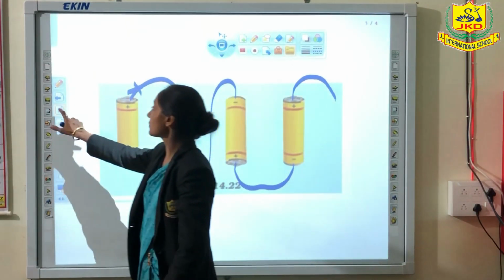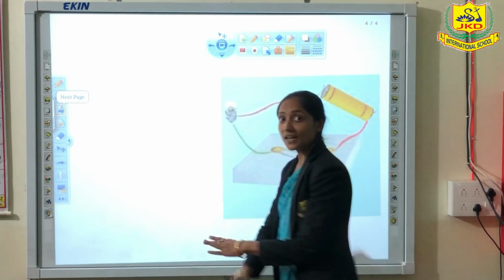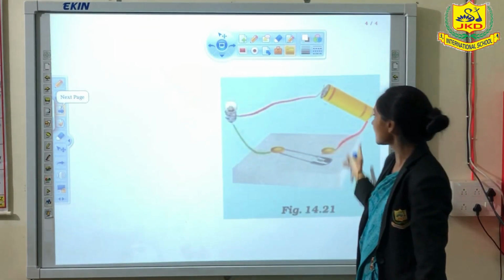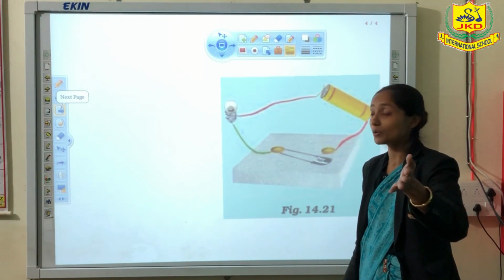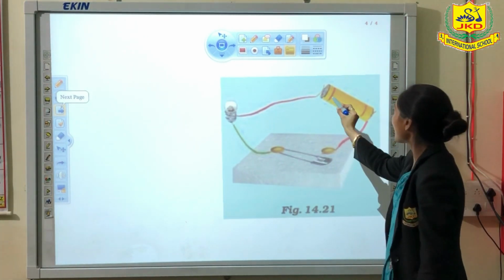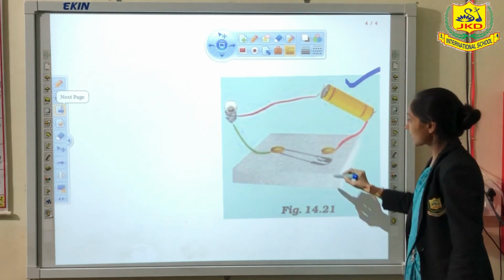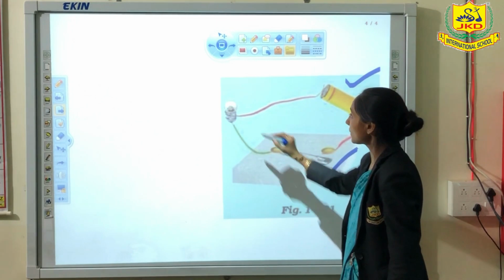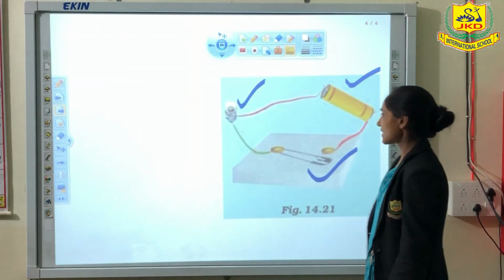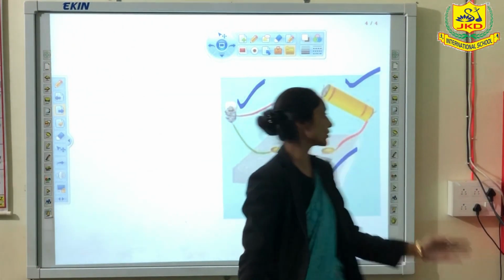Okay, now in the next page we will learn about the circuit. So here you can see the circuit. It is a common circuit you can also do at your home. What is required is one battery, a safety pin, and the two ends are connected. The safety pin, here it is a bulb. Does the bulb glow? No, in this circuit the bulb can't glow.